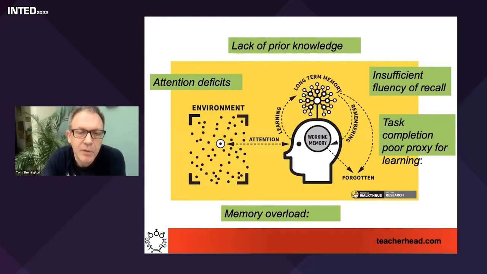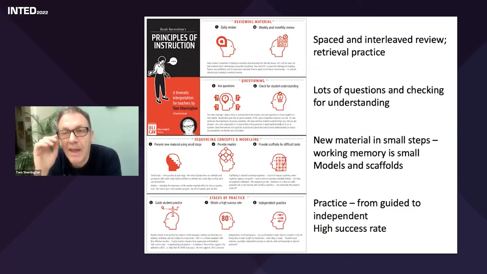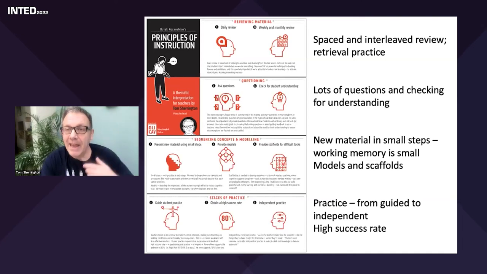So Rosenshine's principles sort of provides us solutions to the problems of learning. And that's why I think it's really powerful. It's recognizable. Teachers do them all the time. And it covers a lot of bases.